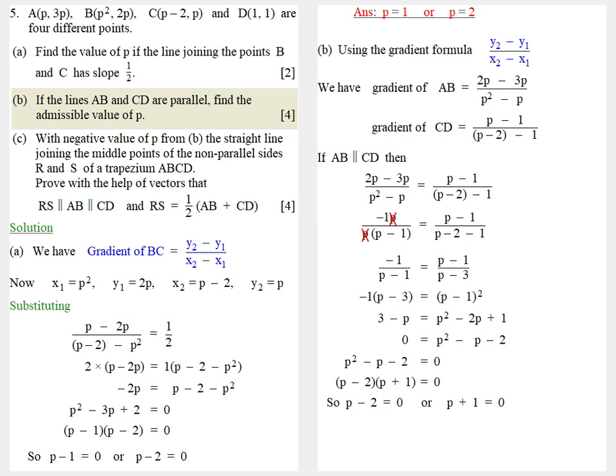So one of those must be 0. Either p minus 2 is 0 or p plus 1 is 0, which gives us p is equal to 2 or p is equal to minus 1. And that's the second part done.